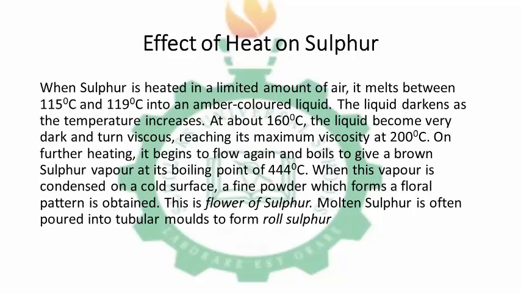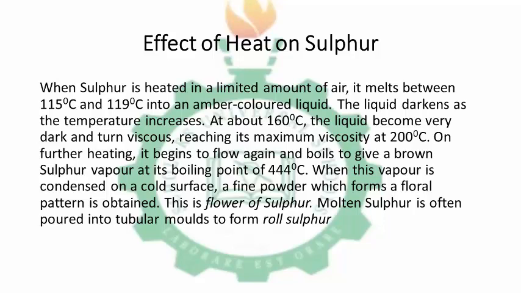That means when you are heating sulphur and you get to a temperature of about 160 degrees Celsius, it begins to turn viscous. Then it reaches its maximum viscosity at 200 degrees Celsius. That means it turns viscous completely at 200 degrees Celsius. On further heating, it begins to flow again and boils to give a brown sulphur vapour at its boiling point of 444 degrees Celsius.